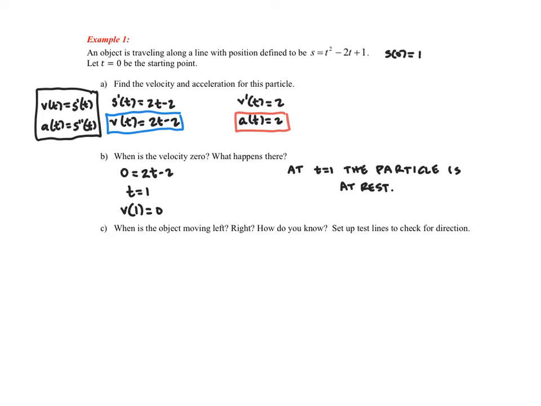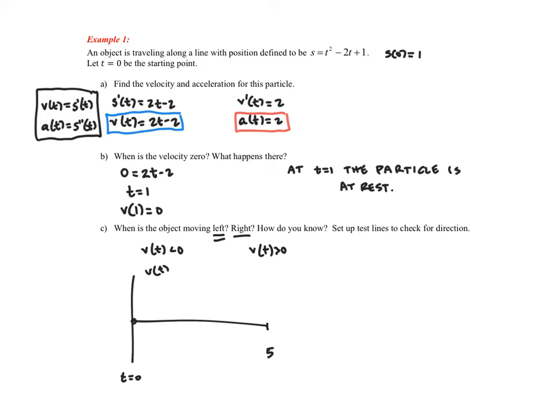Okay. C, when is the object moving to the left, moving to the right, and how do you know? All right, so the object moves to the left when v of t is less than 0, moves to the right when v of t is greater than 0. So let's sketch v of t. And here's, let's call this the v of t axis. And this would be where t equals 0. And we'll go out maybe to 5 and we'll see what happens here.